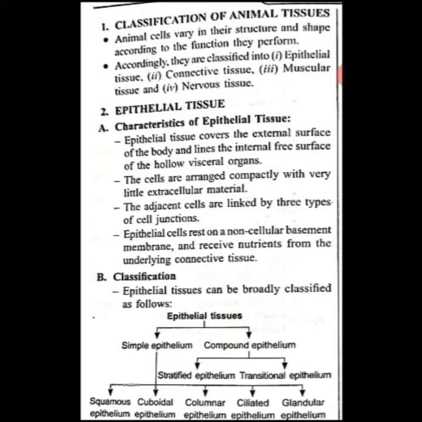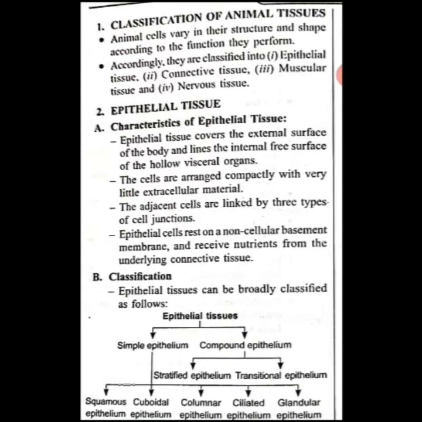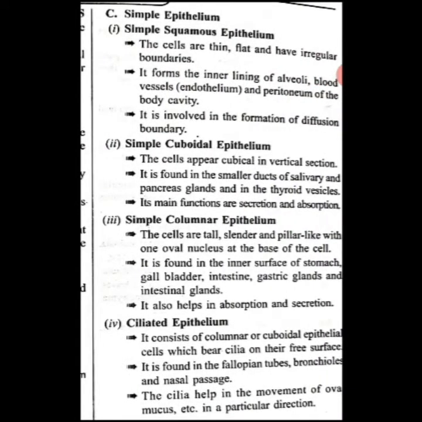Epithelial tissue has been categorized into simple epithelium and compound epithelium. Simple epithelium is further divided into five categories: the squamous epithelium, cuboidal epithelium, columnar epithelium, ciliated epithelium and glandular epithelium. Whereas the compound epithelium is of two types: the stratified compound epithelium and the transitional compound epithelium. Let us first discuss the simple epithelium.